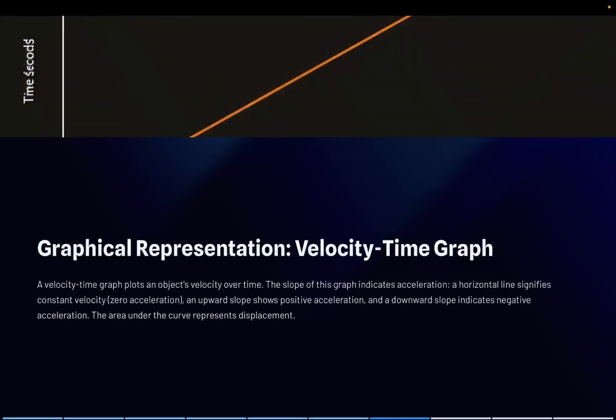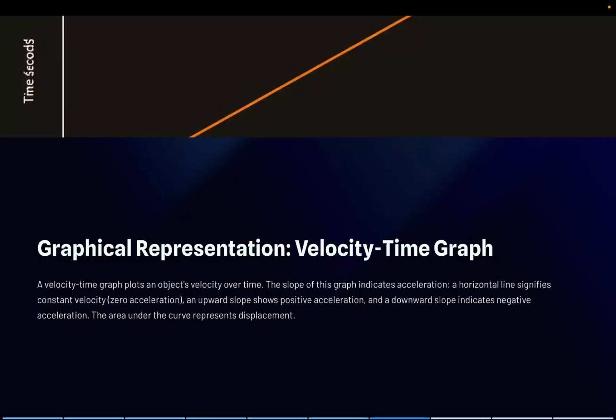And let's go to the other one, which is the velocity time graph. A velocity time graph plots an object's velocity over time. The slope of this graph indicates acceleration. The position time graph indicates velocity, but the velocity time graph indicates acceleration.